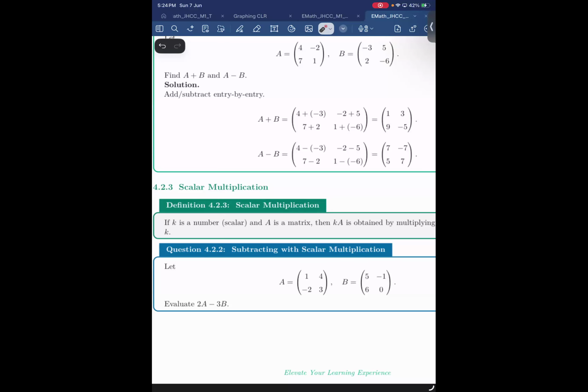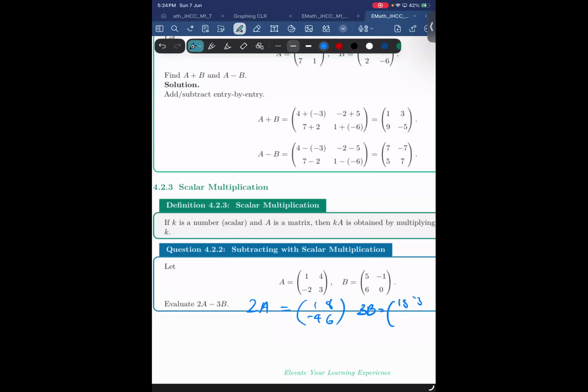Okay. So here, do it in 2 steps. 2A will be [1 8; -4 6], and 3B will be [15 -3; 18 0]. So, 2A minus 3B.